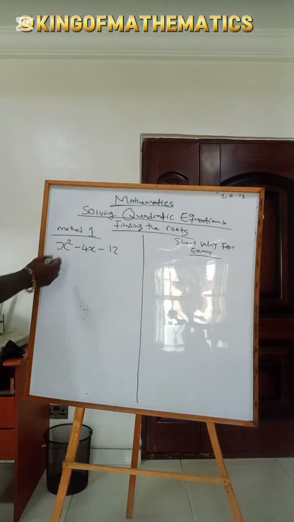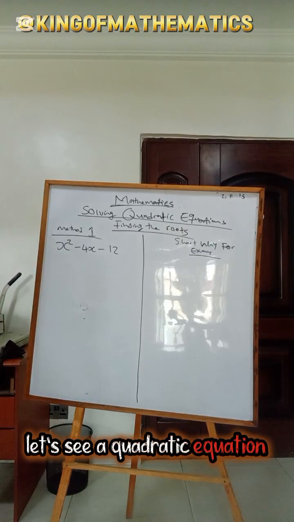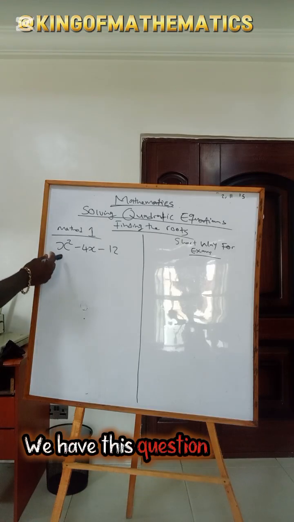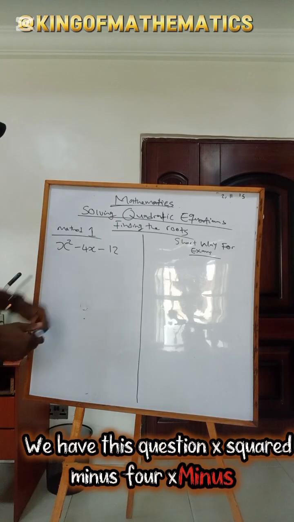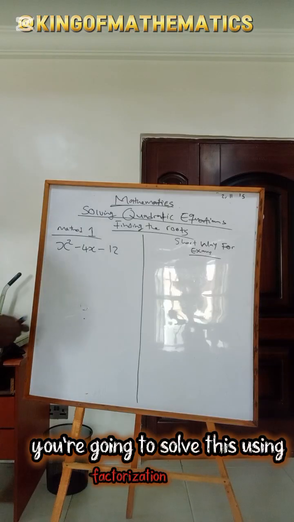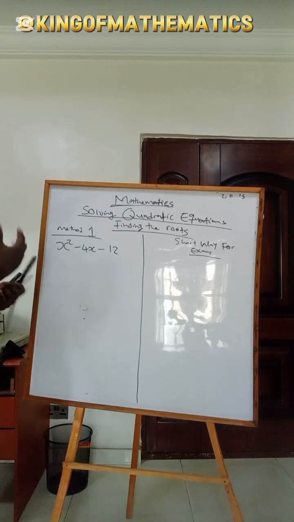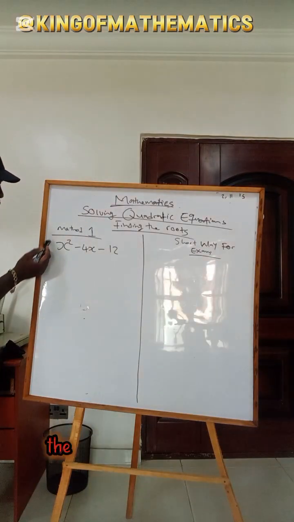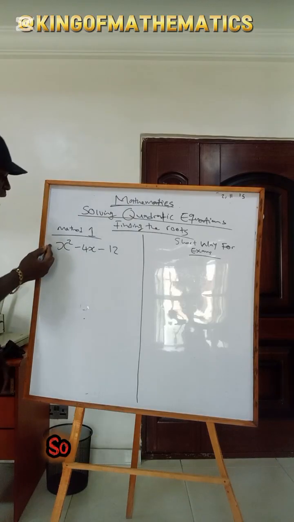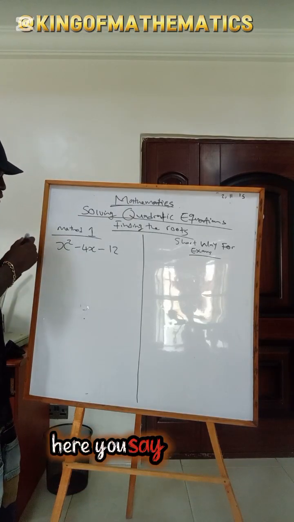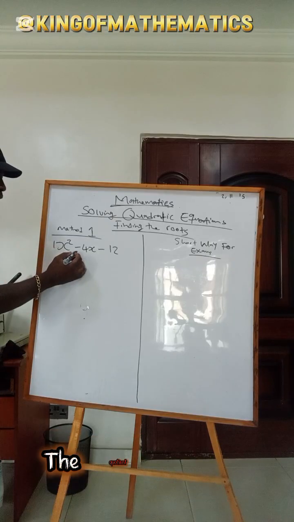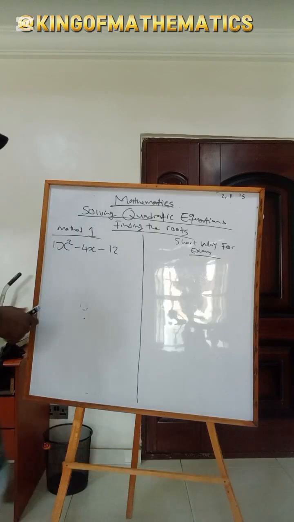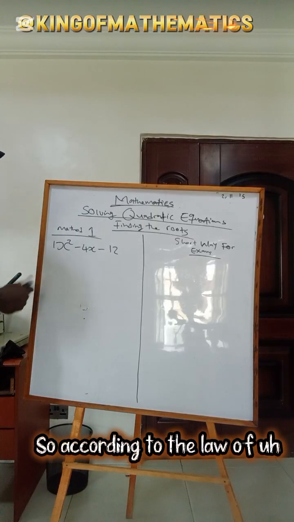So first of all, let's see a quadratic equation of this form. We have this question: x squared minus 4x minus 12. If you are going to solve this using the factorization method, there's something we call coefficient. Coefficients are the numbers by the side of every letter. So if I ask you what's the coefficient of x squared here, you will say it's actually an invisible 1. The coefficient of x here is minus 4. Then this is what we call the constant. The constant is minus 12. So according to the law of factorization method.